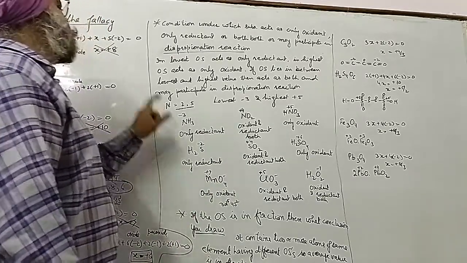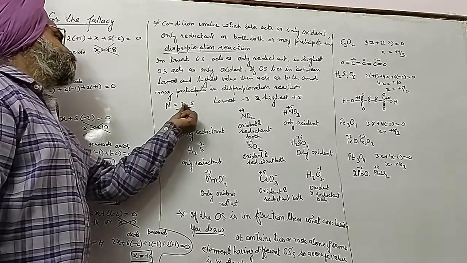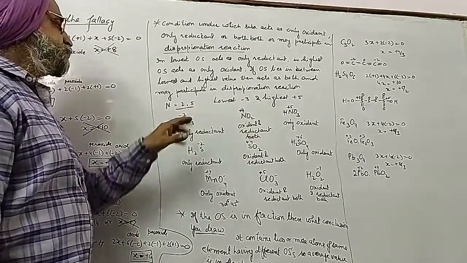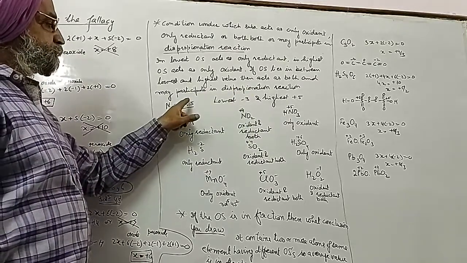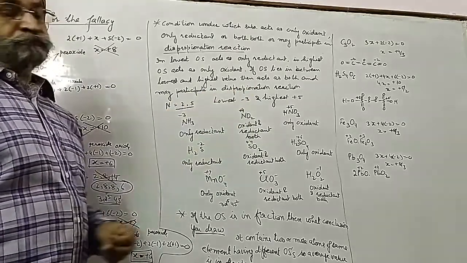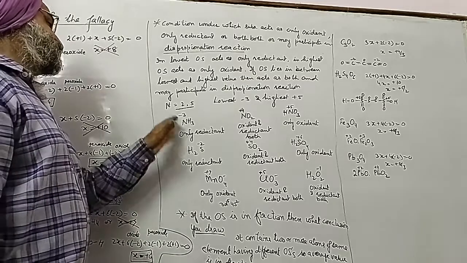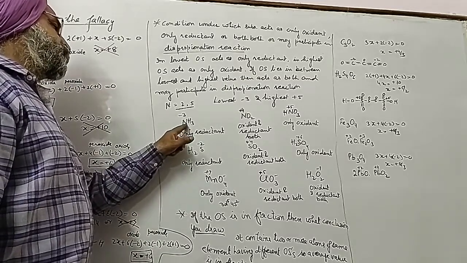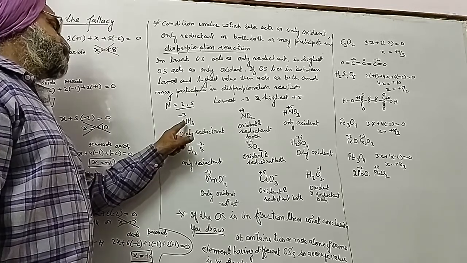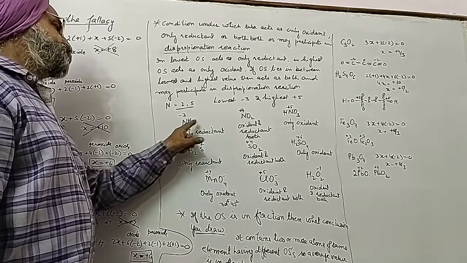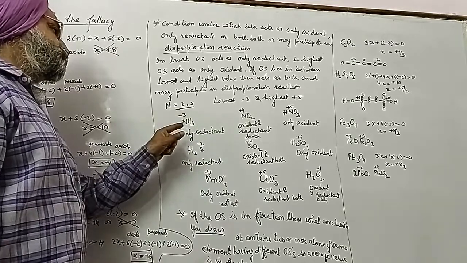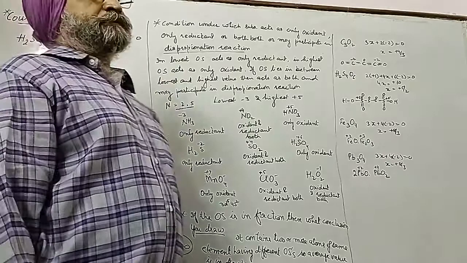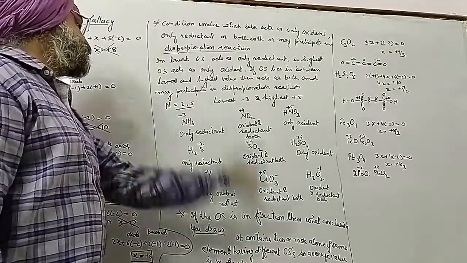Like in case of nitrogen, the configuration is 2, 5. So the lowest possible oxidation state is -3 and highest is +5. You can remove a maximum of 5 electrons. So let us see. In case of ammonia, the oxidation state of nitrogen comes out to be -3. X plus 3 equal to 0, X is equal to -3. And this is the lowest oxidation state. It means ammonia acts as only a reductant. It will never act as an oxidant.